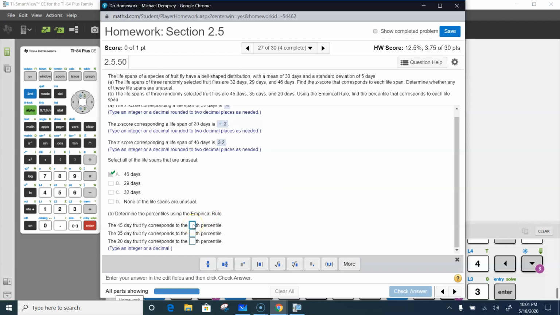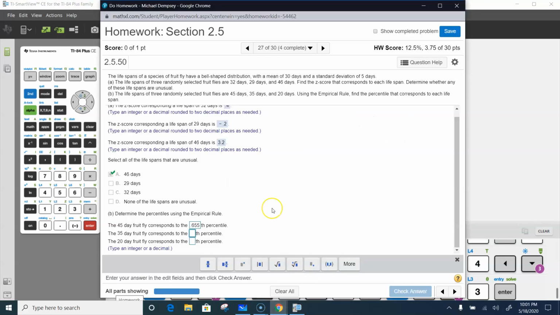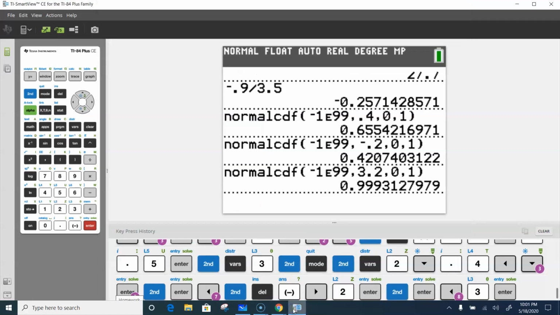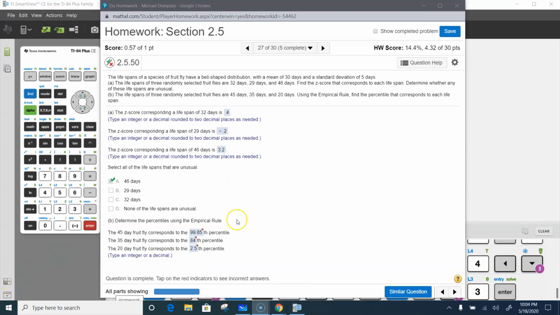Type in integer or decimal, so we'll say 0.655. 0.42. And then 0.999, I believe. That last one. Yep. Okay, sorry about that. I read through this way too quickly. I thought these were the same numbers that I had up here, but they changed them entirely. So it's a much easier problem.